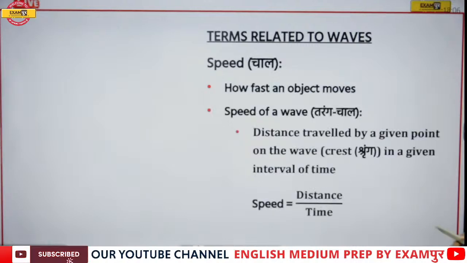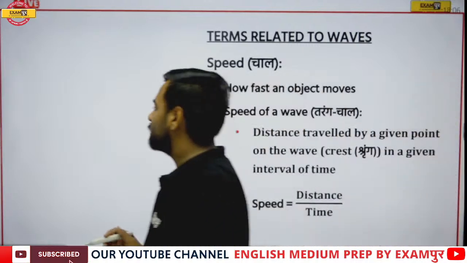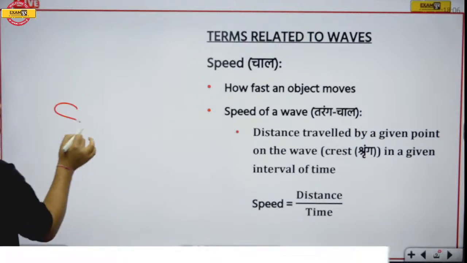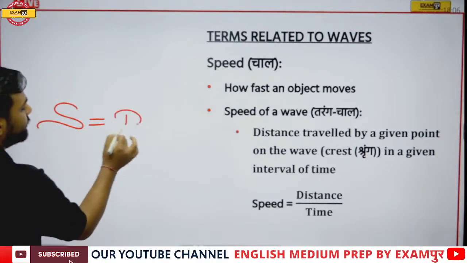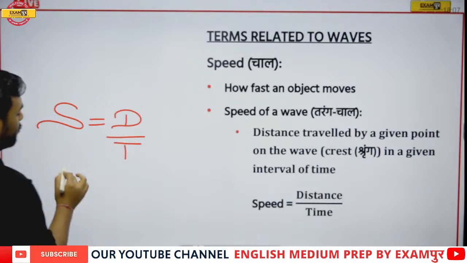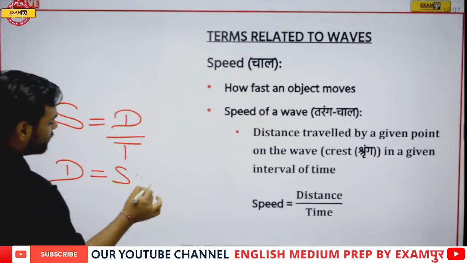Next, if I talk about speed, it's very obvious. Speed is what? We know that speed is equal to distance upon time, correct? So distance is equal to what? Distance is equal to speed into time.